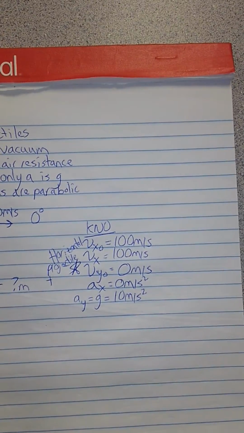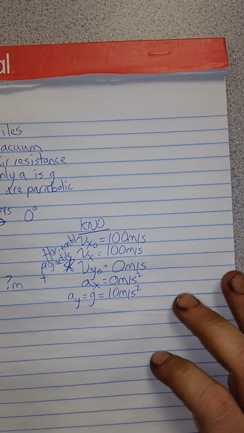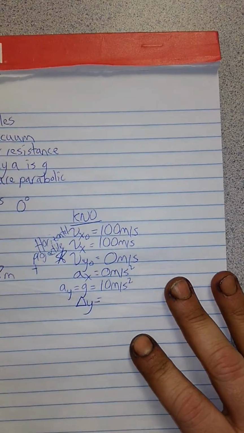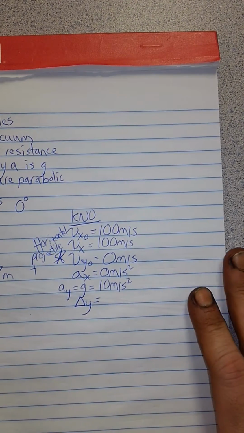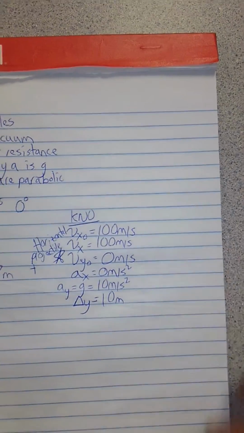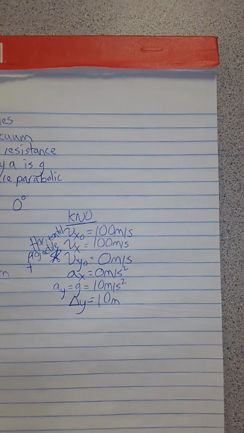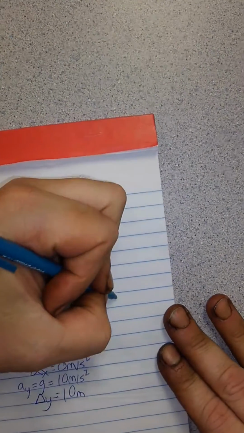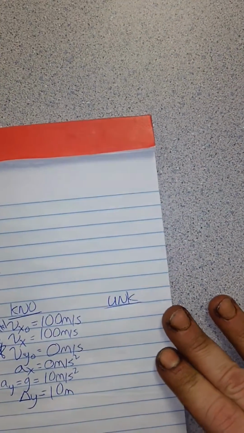All right. The only other piece of known information that we have is that the height that we're going to launch it from is going to be 10 meters. Now, as far as unknown information, here's what we do not know.